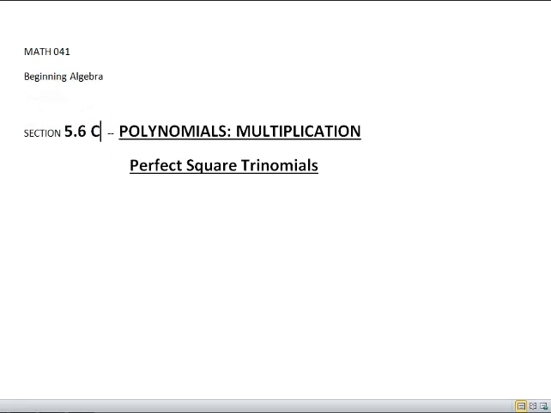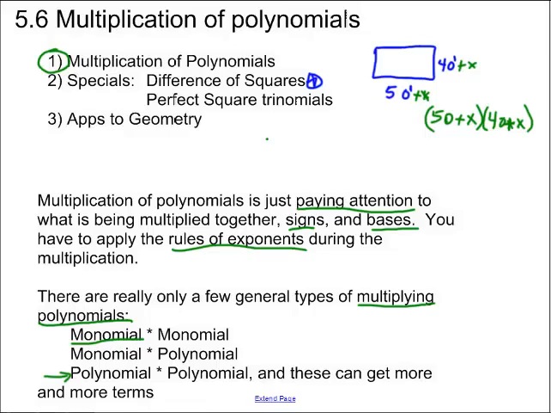We're going to call it polynomials multiplication, and it's going to be perfect square trinomials. It's a different, specific application again, similar to difference of squares, but for a specific situation where we're multiplying binomials times binomials. We're going to get to this in the next section, but right now we're going to talk about perfect square trinomials and find out what the perfect square trinomial looks like.